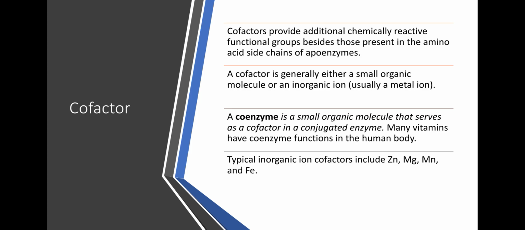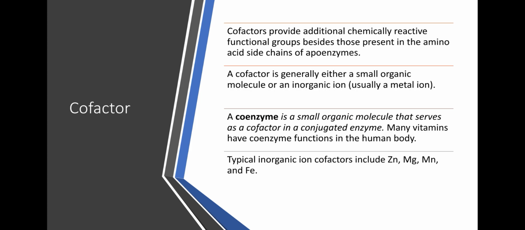Cofactors provide additional chemically reactive functional groups beside those present in the amino acid side chains of apoenzymes. A cofactor is generally either a small organic molecule or an inorganic ion. They are usually a metal ion. The typical inorganic ion cofactors include the following. We have zinc, magnesium, manganese, and iron. There are various vitamins that have coenzyme functions in the human body. Coenzymes are small organic molecules that serve as a cofactor in a conjugated enzyme.